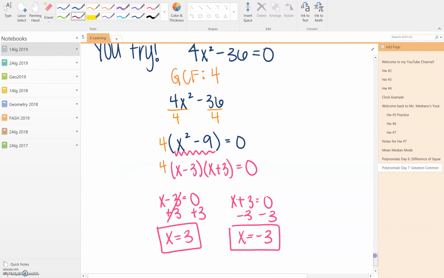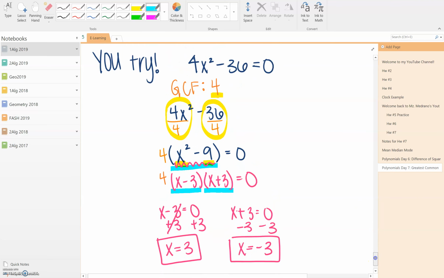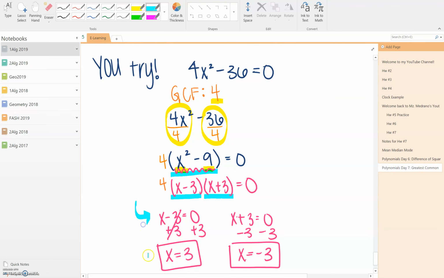So my greatest common factor is 4. Okay, so I'm going to divide both of those terms by 4. And when I do that, 4x squared divided by 4 is x squared. 36 divided by 4 is 9. Now over here, I've got difference of squares. So x squared minus 9, we're going to use difference of squares, and that becomes x minus 3 and x plus 3. And then we use the zero product property to help us solve for x. And so then that becomes x minus 3 equals 0 and x plus 3 equals 0. Solve for both. And here are your solutions.